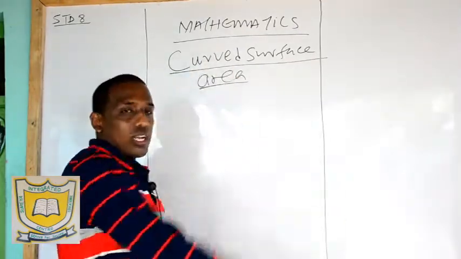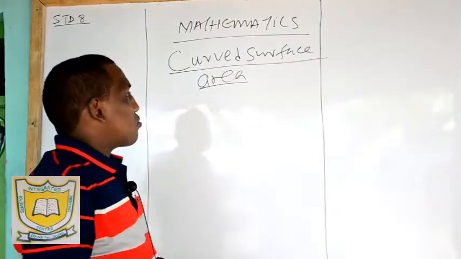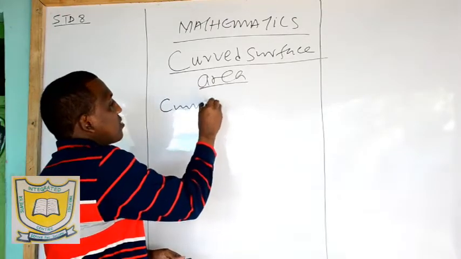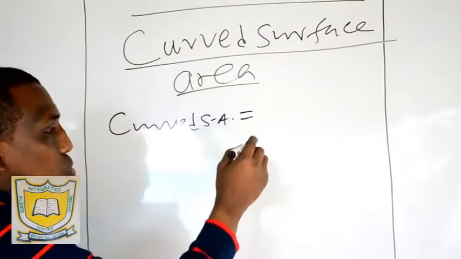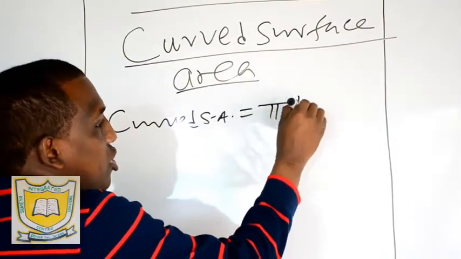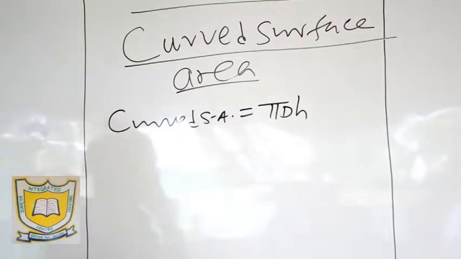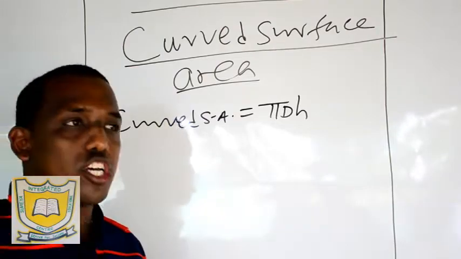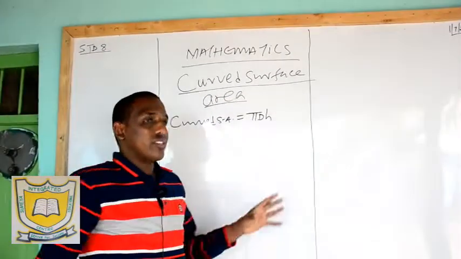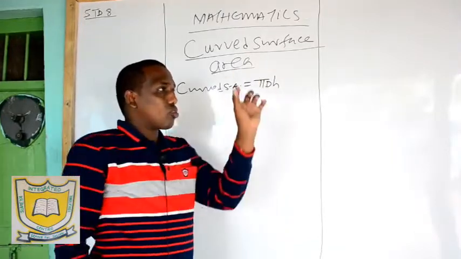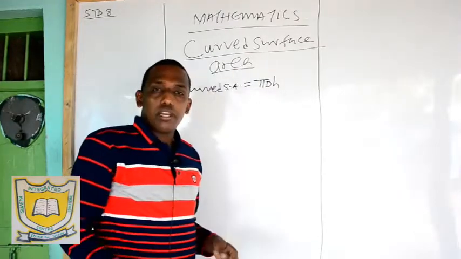Today we shall be dealing with curved surface area. The formula for curved surface area is equal to πdh. That's how we get the curved surface area, or 2πrh, or πdh. So curved surface area is πdh. πd means you get the circumference of the circle, then multiply it by the height.